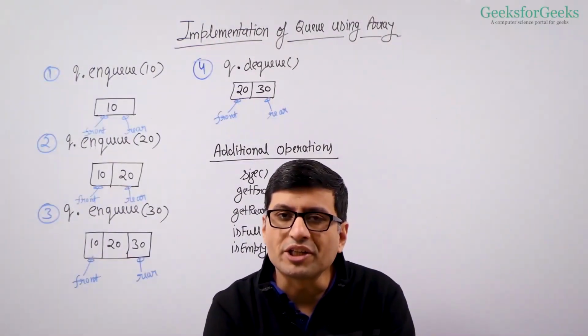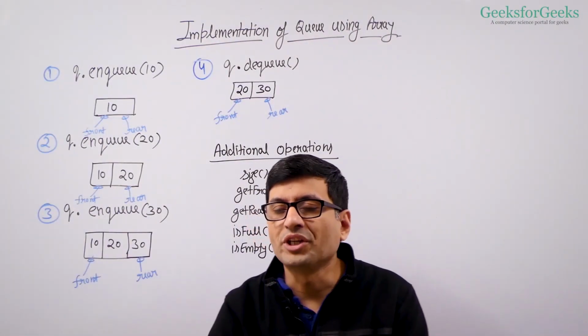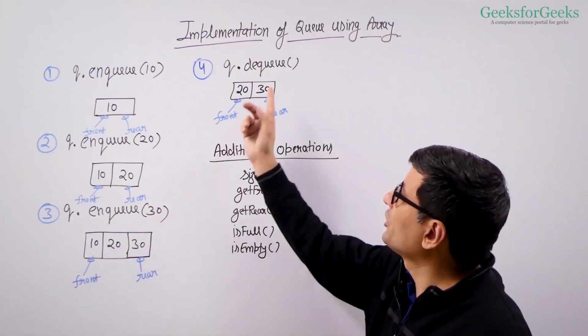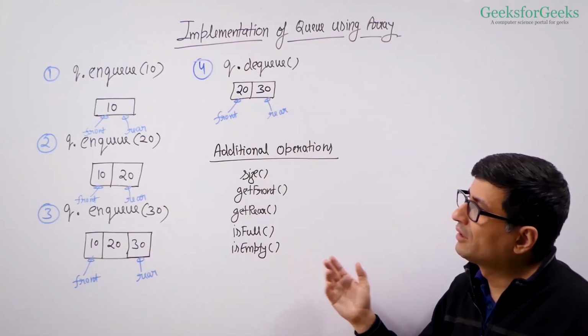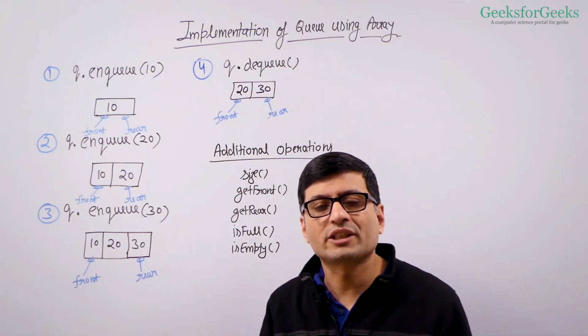Let us see array implementation of Q data structure. We need to implement these operations, NQ, DQ, and these additional operations. Let's understand the working of these operations with an example.